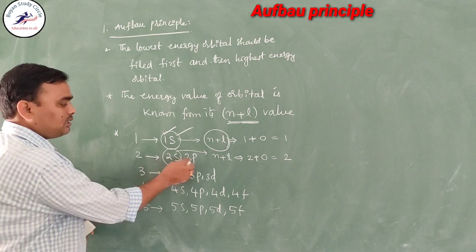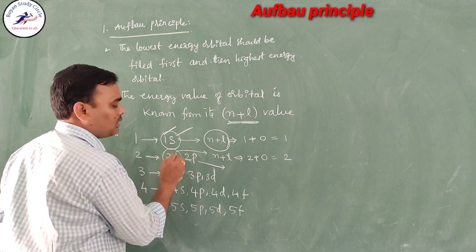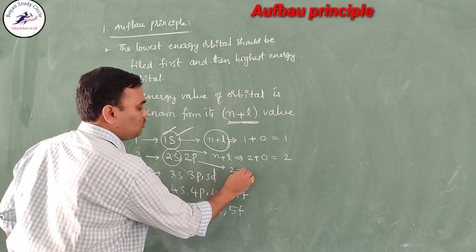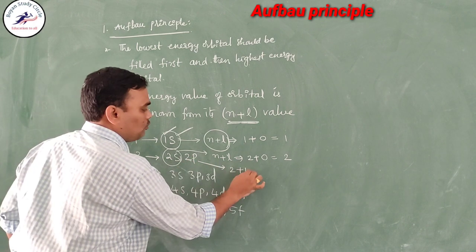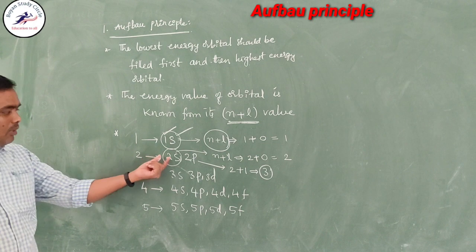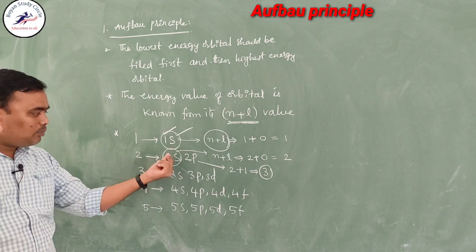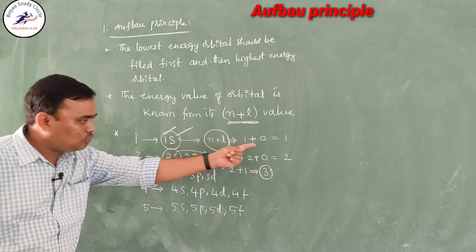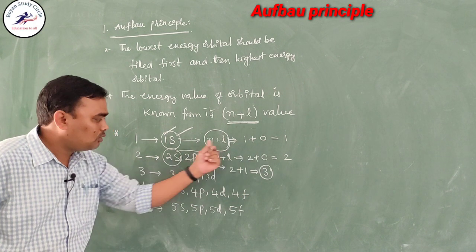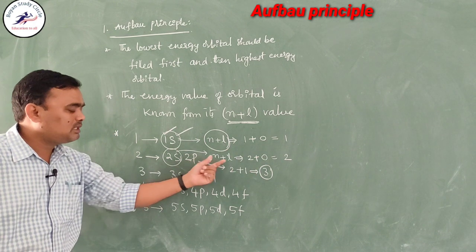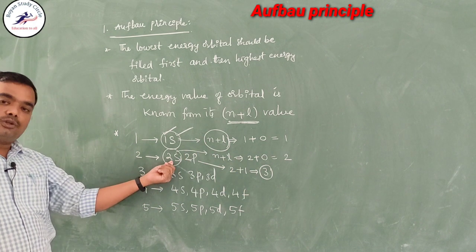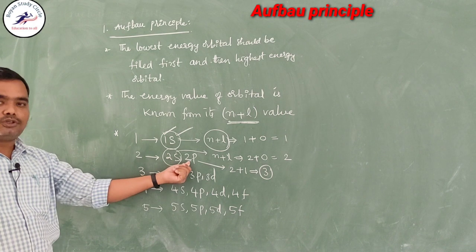And among 2s and 2p, for example, you have to calculate n plus L value for 2p. So, here n value is 2 and for p L value is 1. So, the total value is 3, right. So, among 2s and 2p, the n plus L value for 2s is 2 and for 2p is 3. So, that means 2s is having lowest value and 2p is having highest value. That means among 2s and 2p, which is filled first? 2s is filled first, then come to 2p, right.